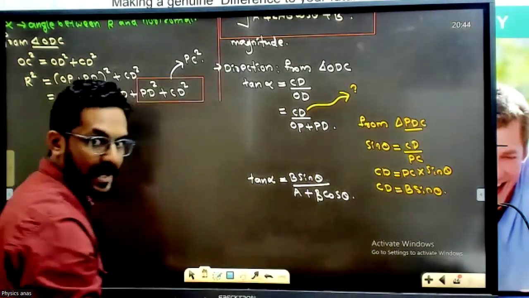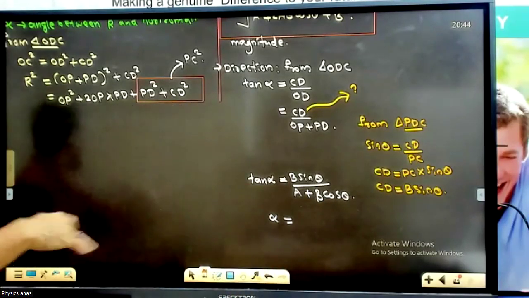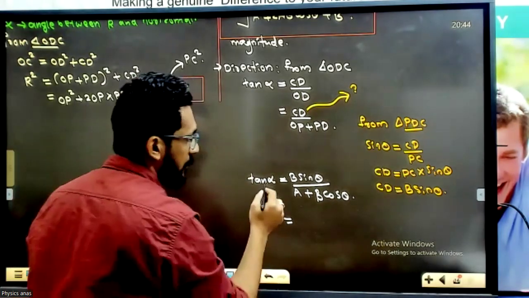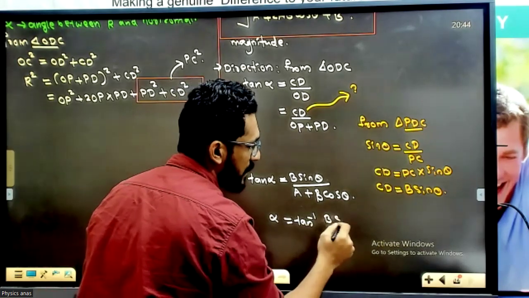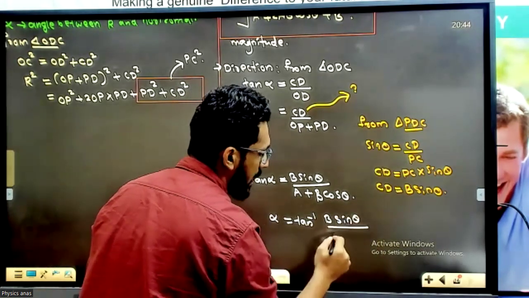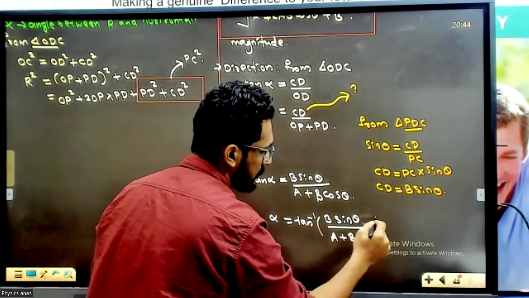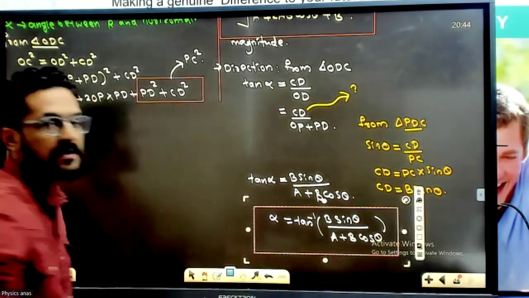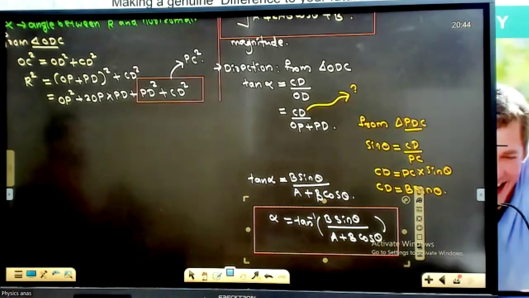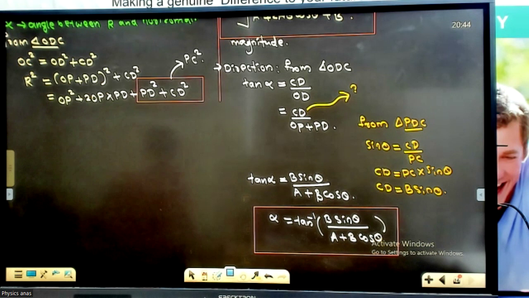This is the equation for tan alpha, and you can find alpha from this. If you want alpha, you can take tan inverse of this thing: tan inverse of B sine theta divided by A plus B cos theta. This is the equation for direction. Direction is the one represented with alpha. So alpha is equal to tan inverse of B sine theta by A plus B cos theta. Yeah, this derivation can be asked.